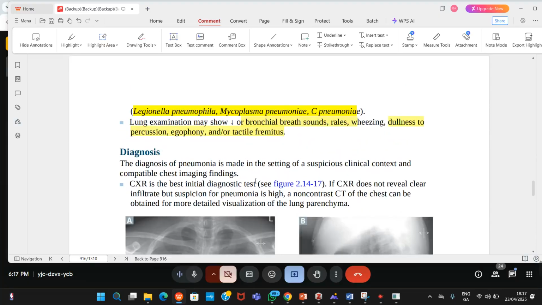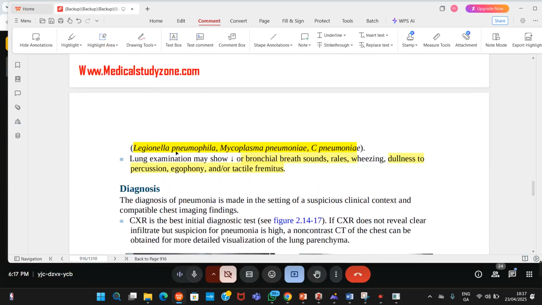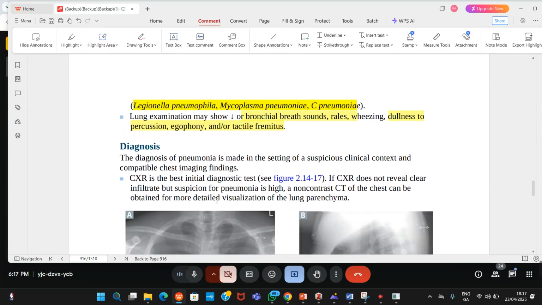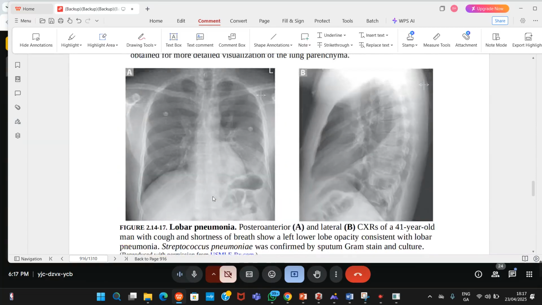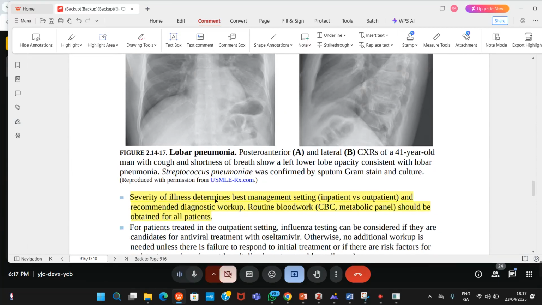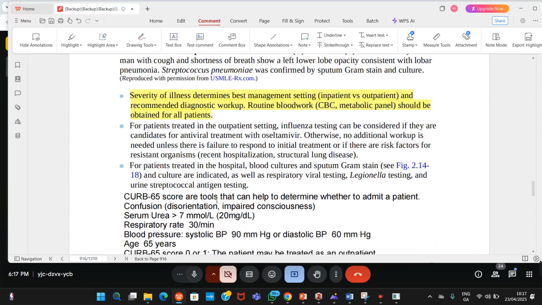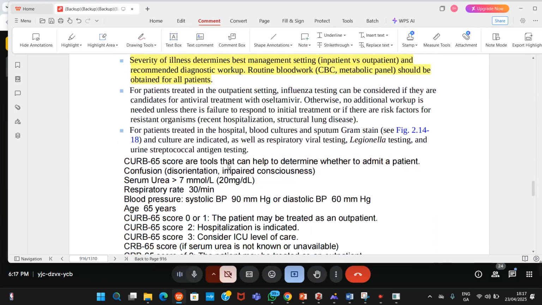One thing I just want to mention is that once you are seeing features of pneumonia and the person is having GI symptoms, think about Legionella. If the person is having a rash with pneumonia, like erythema nodosum or erythema multiforme, and the person is a young child having a rash with pneumonia, think about Mycoplasma pneumonia. Very, very important. So X-ray is the best initial test to do. We should not really worry about this.